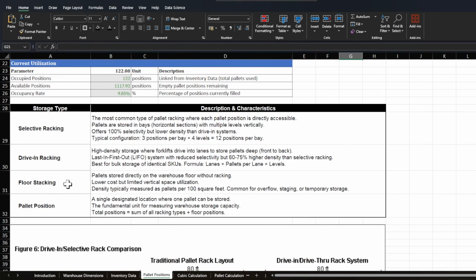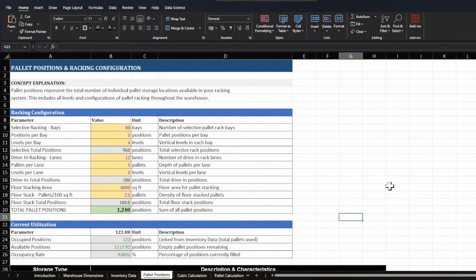Then you have floor stacking. So you usually have pallets and you stack them on the warehouse floor directly. So here we have the description and the characteristics of different types of storage. You can have a look. Let's move to the calculation part of it.